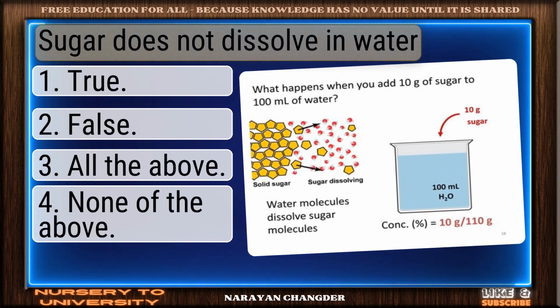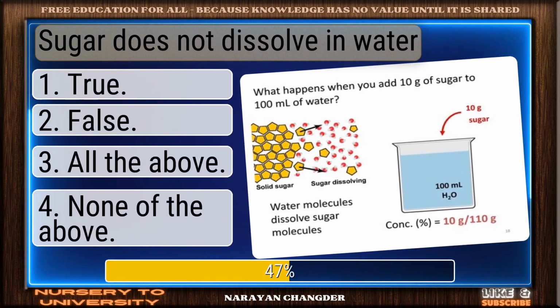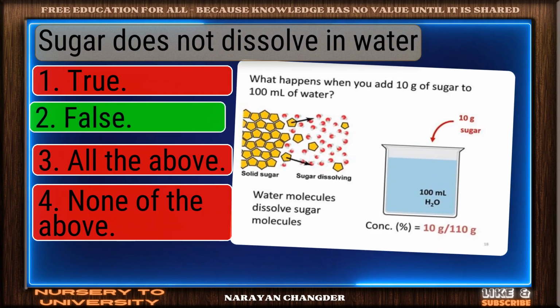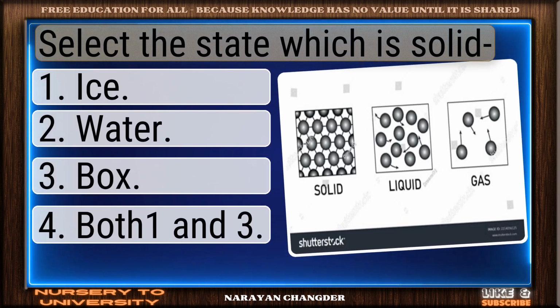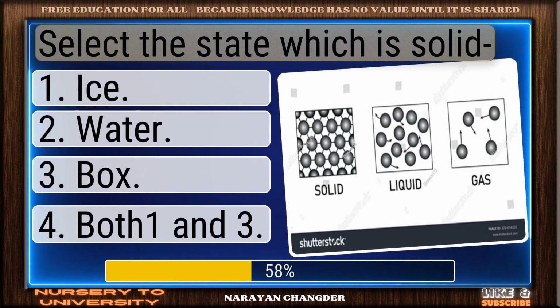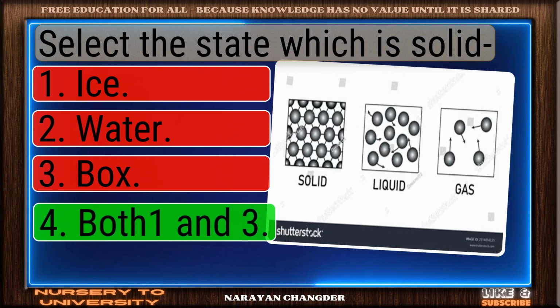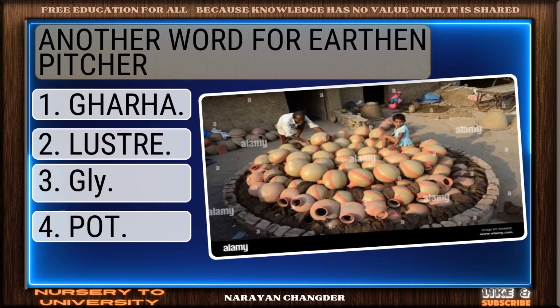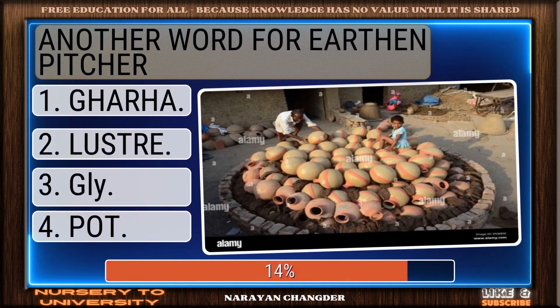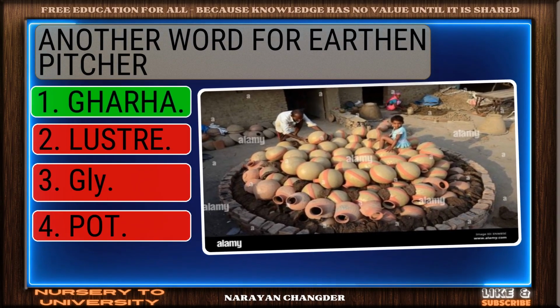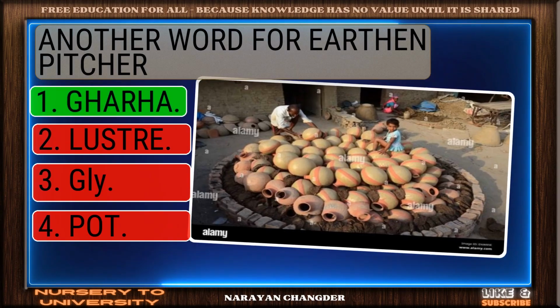Sugar does not dissolve in water. Sharp thinking. False is the right choice. Select the state which is solid. Correct response. Both 1 and 3 is the most accurate answer. Another word for earthen pitcher. Nicely done. Gara is a solid answer.